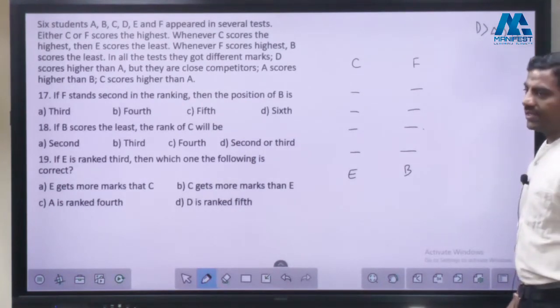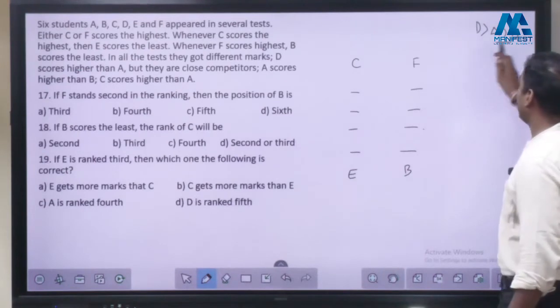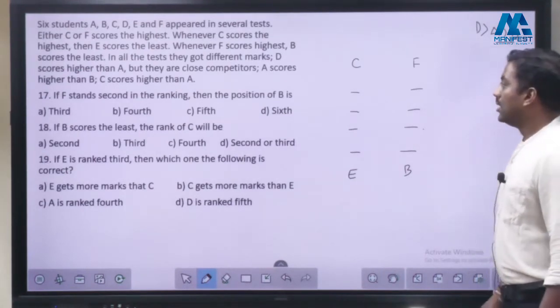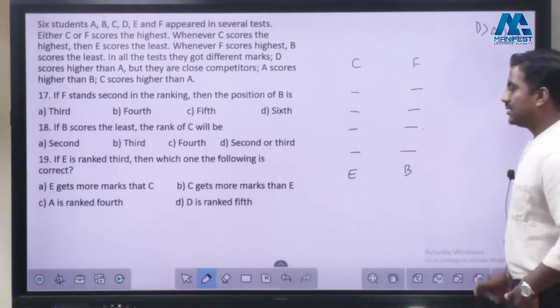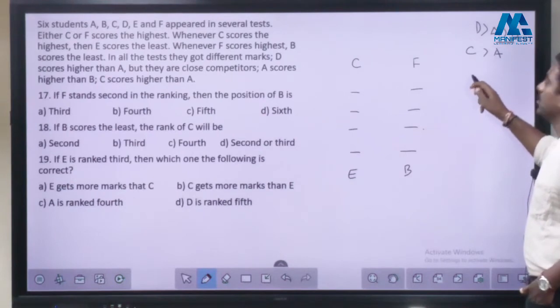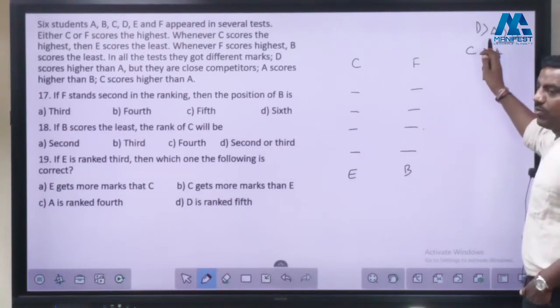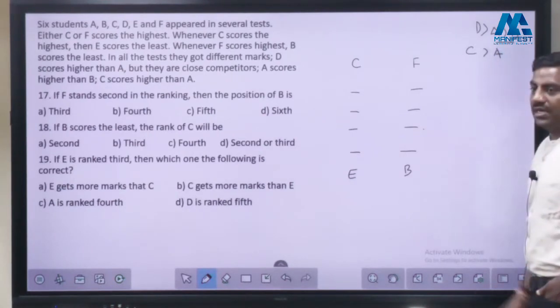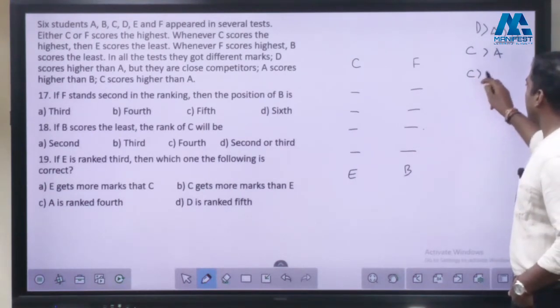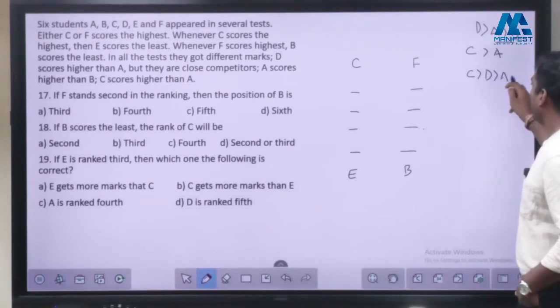A scores higher than B, but not immediate. D and A are immediate. C scores higher than A. C also scores higher than A, means D and A are immediate competitors. So C should be better than D also. So in that case, C is better than D, D is better than A, and A is better than B.